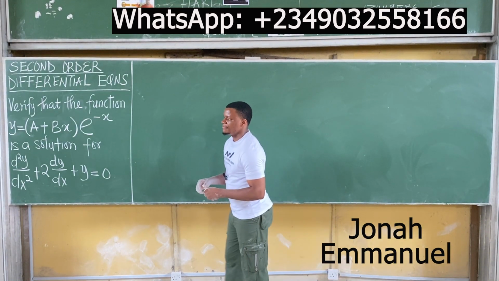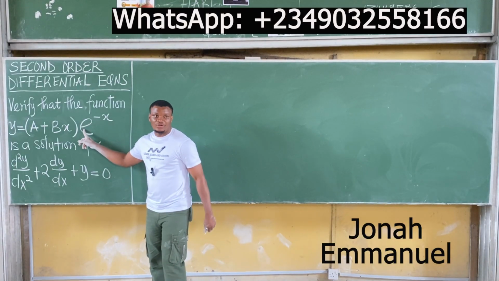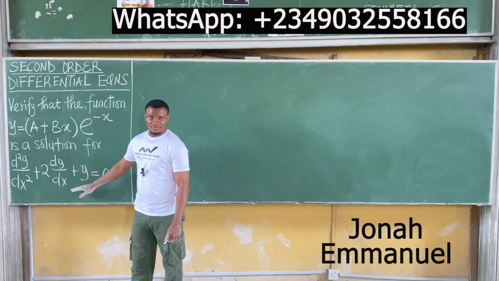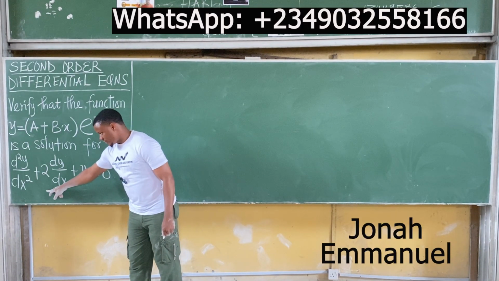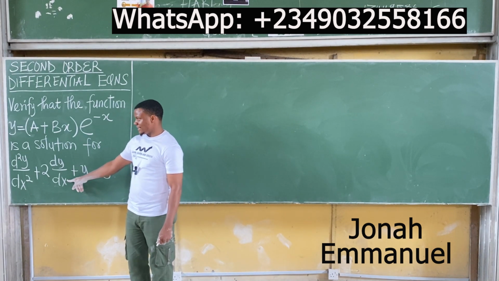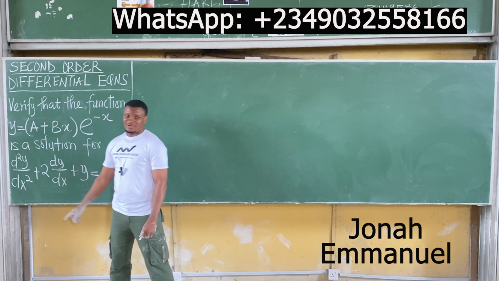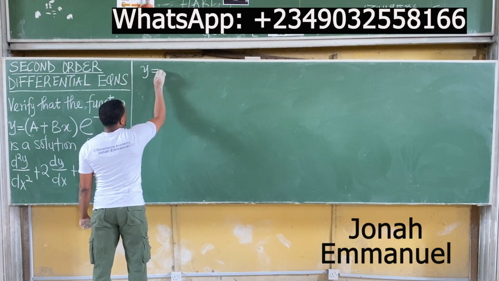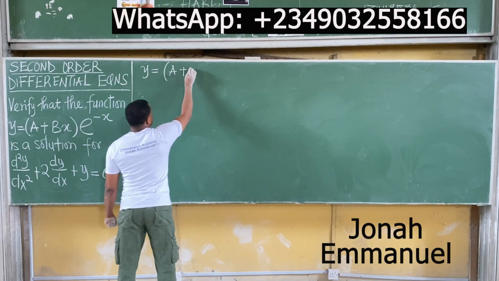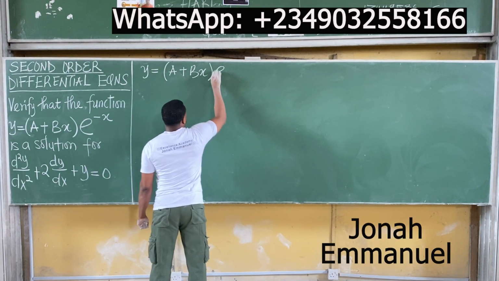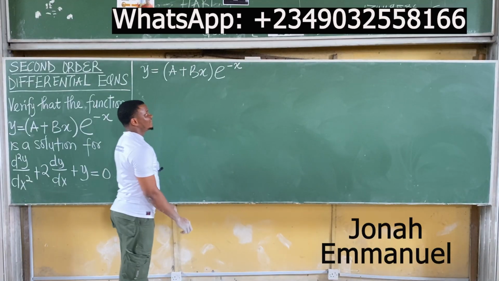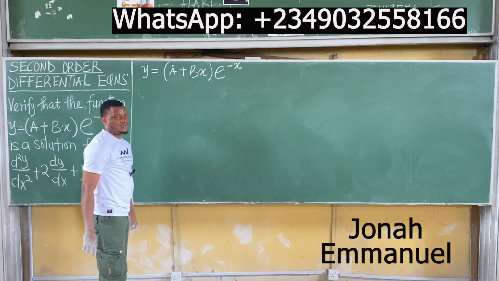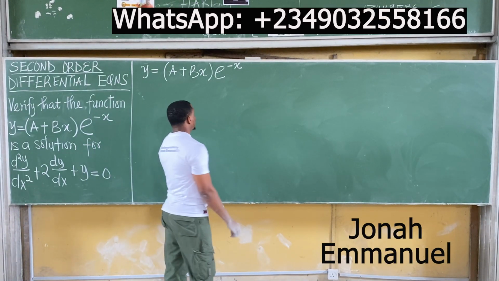Now, here's the idea behind this. If they say that this is a solution of this, what do you do? This is y. If you look at the given equation, you can see dy/dx, you can see d squared y over dx squared. Your task is simple. Write down your y value. y is equal to (a plus bx) exponential minus x. From this, find the value of dy/dx. Also find the value of d squared y over dx squared. All right, let's get this done.